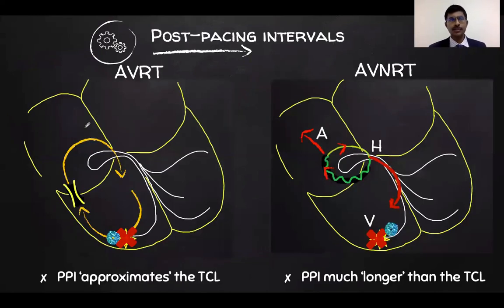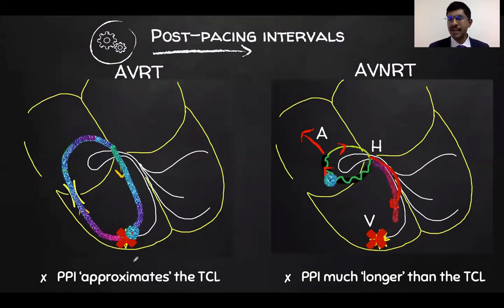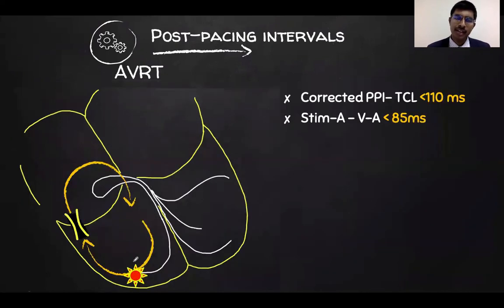Let's move on to the post-pacing intervals. As you see on the left side of the screen, in the AVRT circuit, because you're pacing from and within the circuit, the post-pacing interval approximates the tachycardia cycle length. But in an AVNRT, because the circuit is so small and you're pacing away from the circuit, it takes longer time for the impulse to go and come back to the recording electrode. Hence, the PPI is going to be very long.